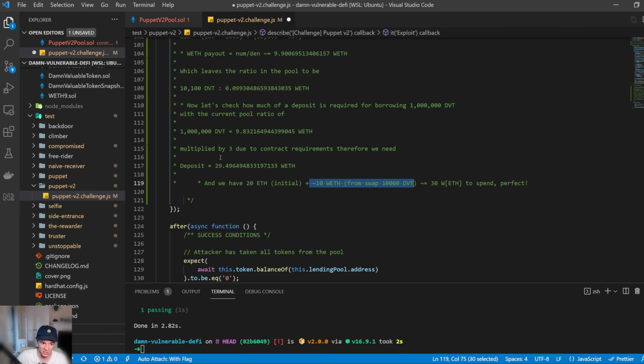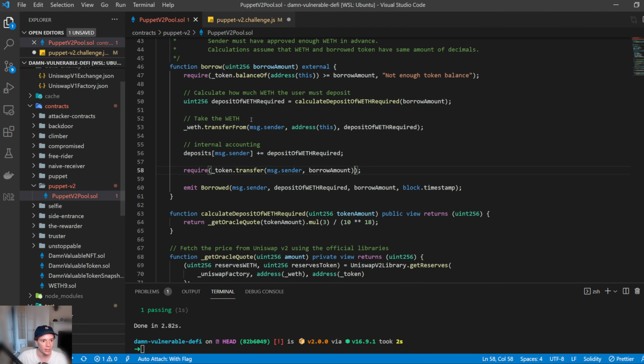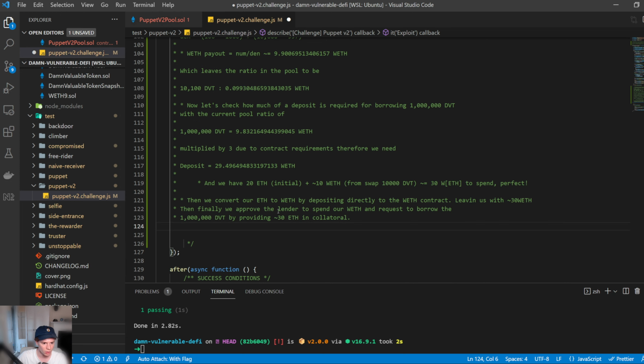So the next thing that we need to do is convert our ETH to WETH. Now, why do we need to do that? Because the contract requires us to use WETH for the deposit, we needed to change our existing 20 ETH to WETH. To do that, we deposit into the WETH contract, and we get those back. So once we do that, we are left with this. We go ahead and hit borrow, and we're left with approximately 0 ETH, approximately 0 WETH, and 1 million DVT.